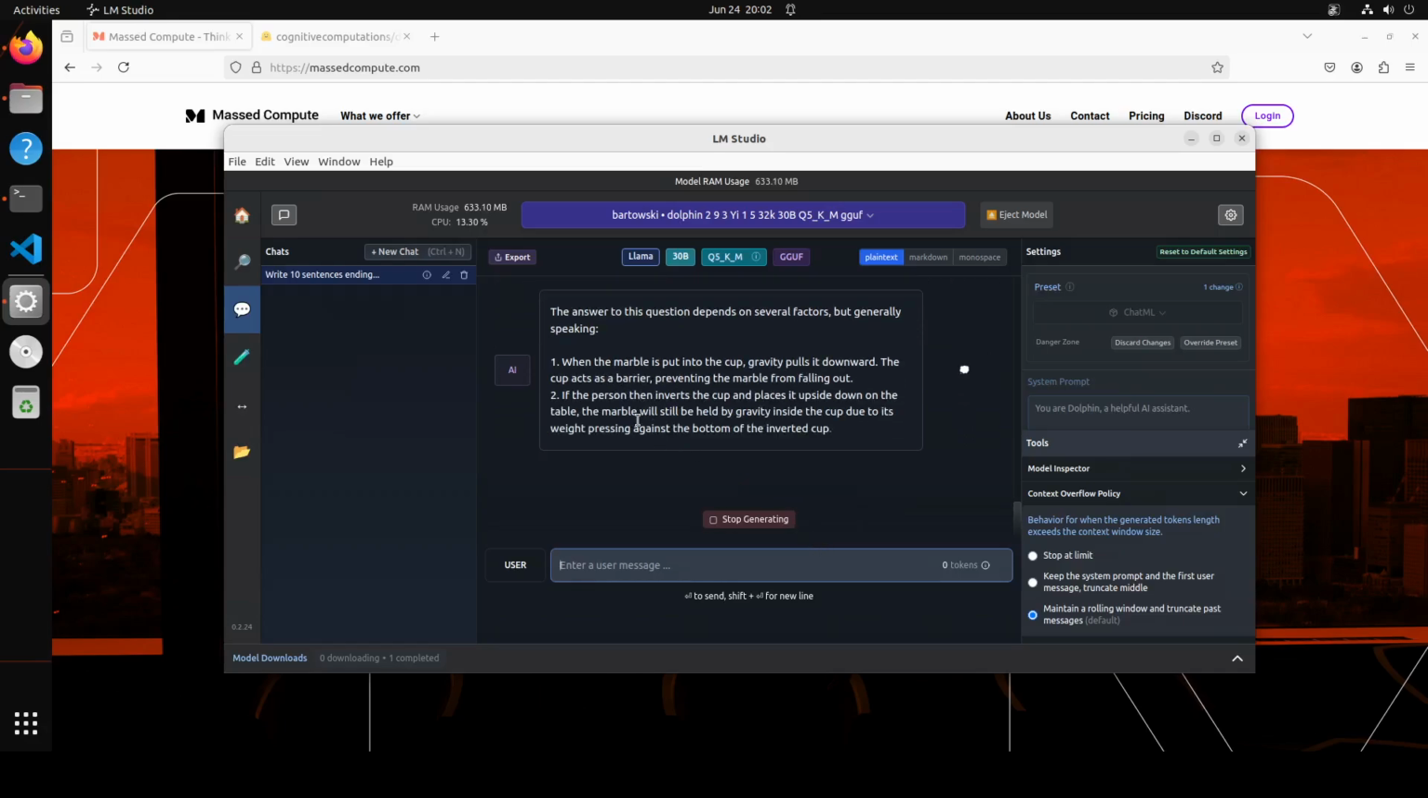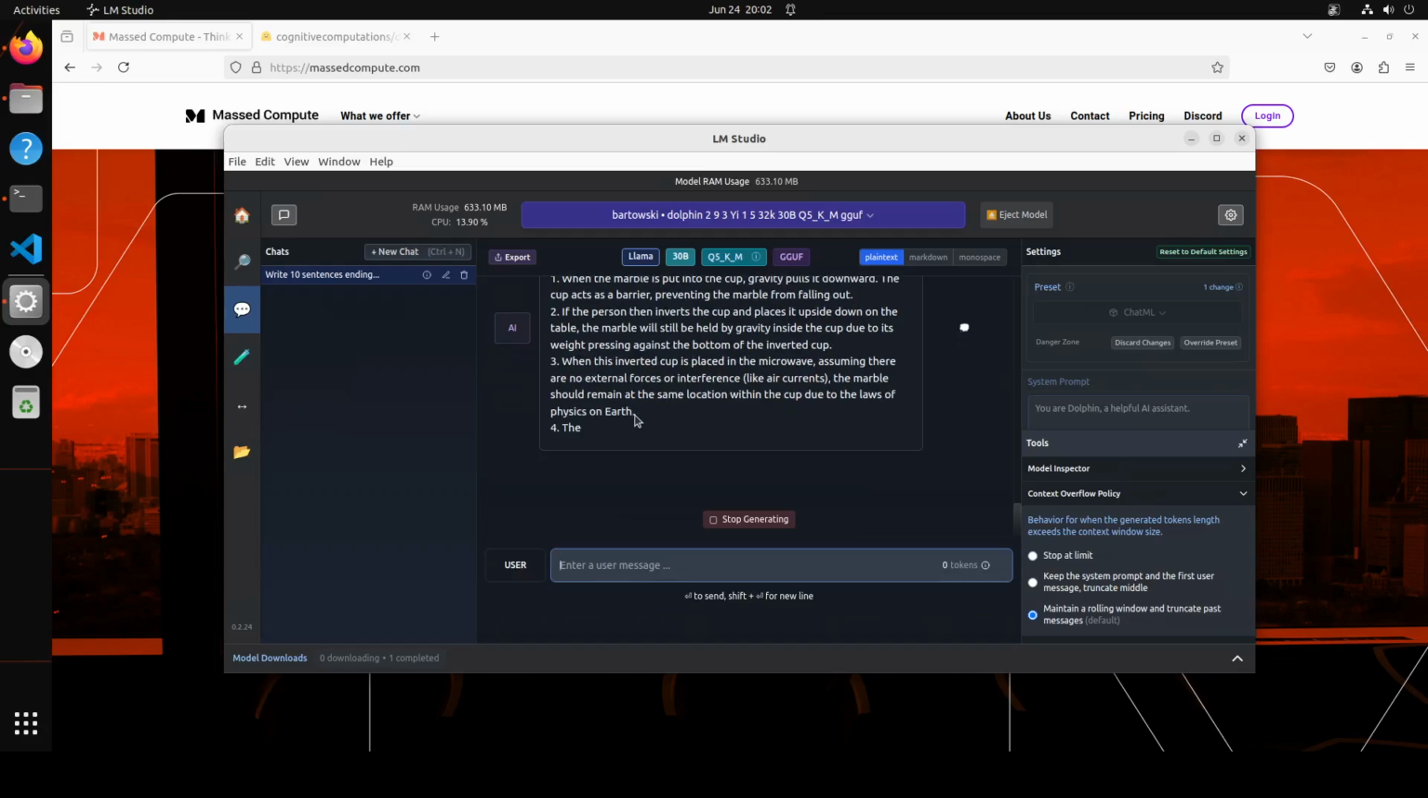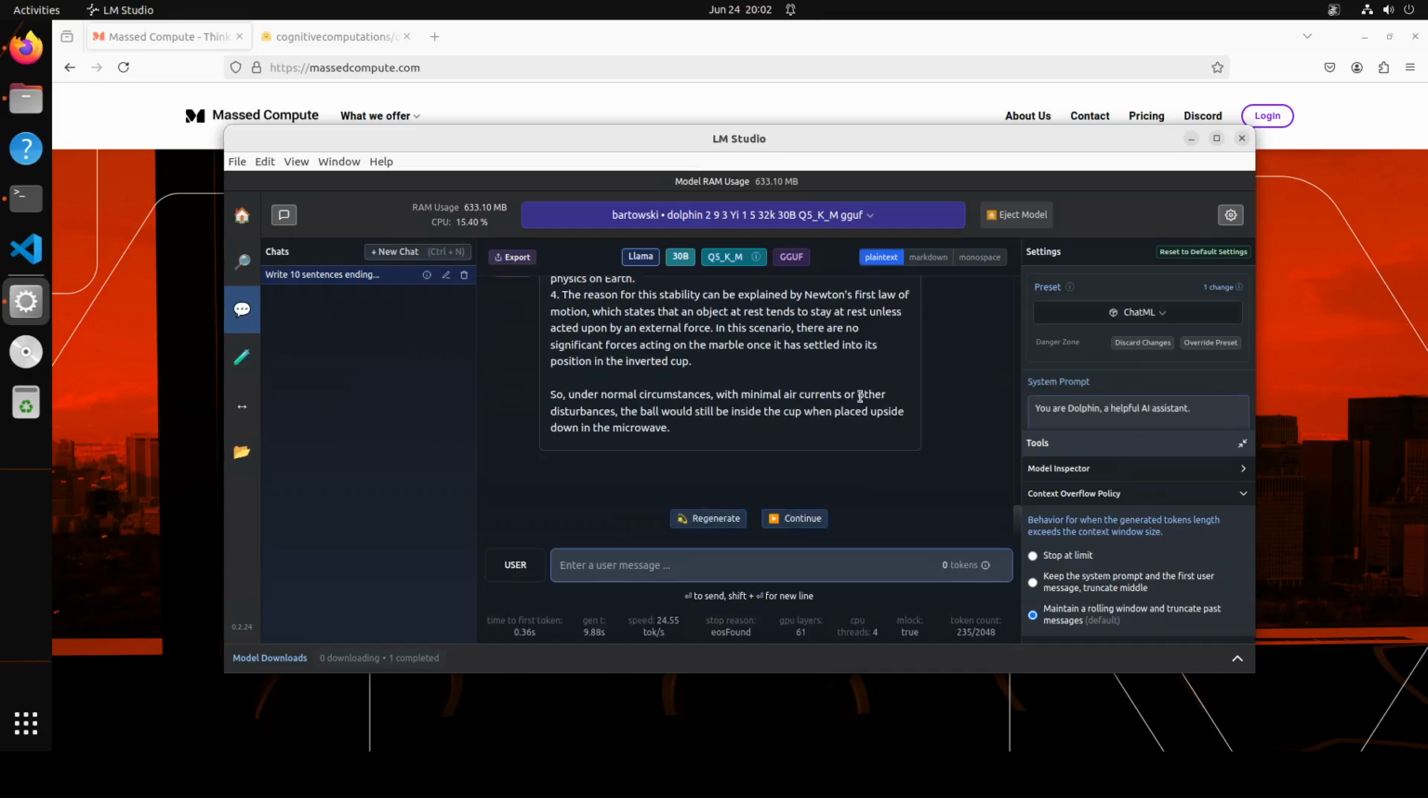So it is now logically proceeding. This looks good. Yep. Okay, so it understands that. It says that under normal circumstances, with minimal air currents or other disturbances, the ball would still be inside the cup, placed upside down in the microwave. So that is correct. The model has identified it correctly.